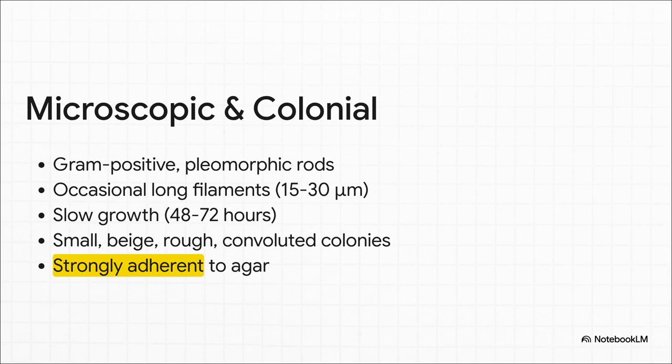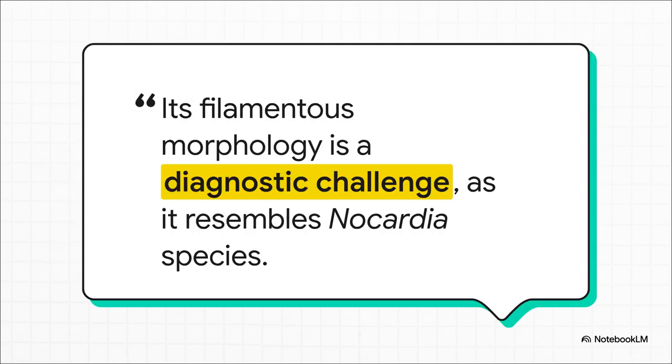The colonies are also famously adherent. They're so tough to get off the agar that it's actually a useful clue in itself. Then, under the microscope, you're going to see that classic pleomorphic, sometimes filamentous, gram-positive rod. And that filamentous morphology, that is the number one diagnostic pitfall. It looks so much like Nocardia species, it's easy to make a mistake.